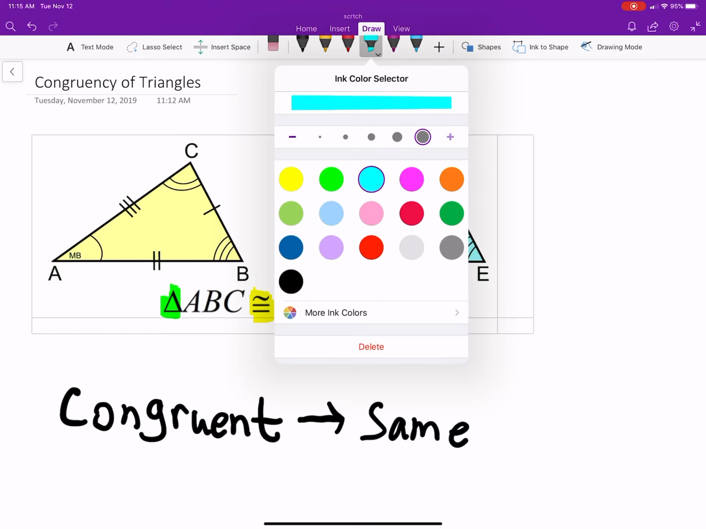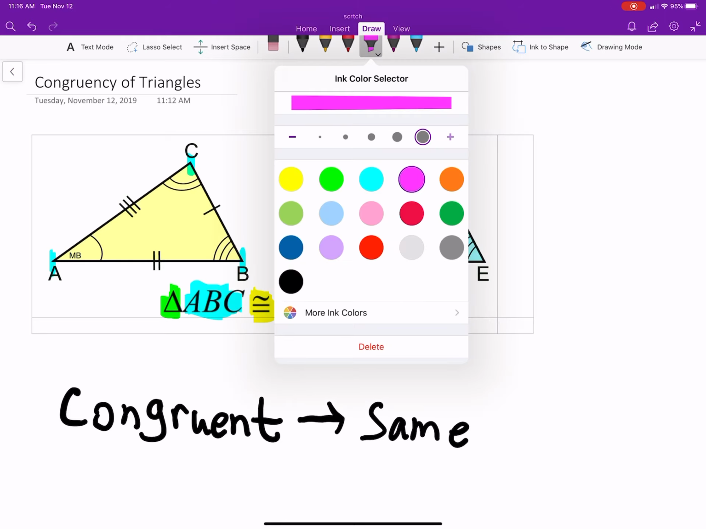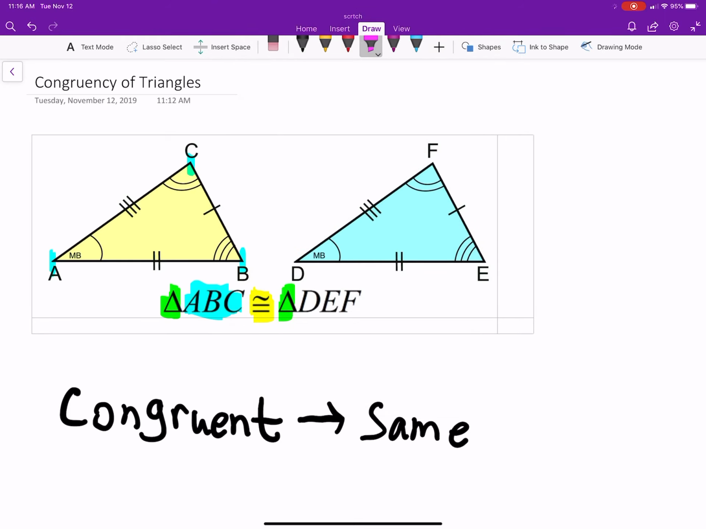And then if we say triangle ABC, the triangle from those 3 points, is congruent with triangle DEF. So that's what that's saying. It's congruent, and we know congruent means that they're the same.